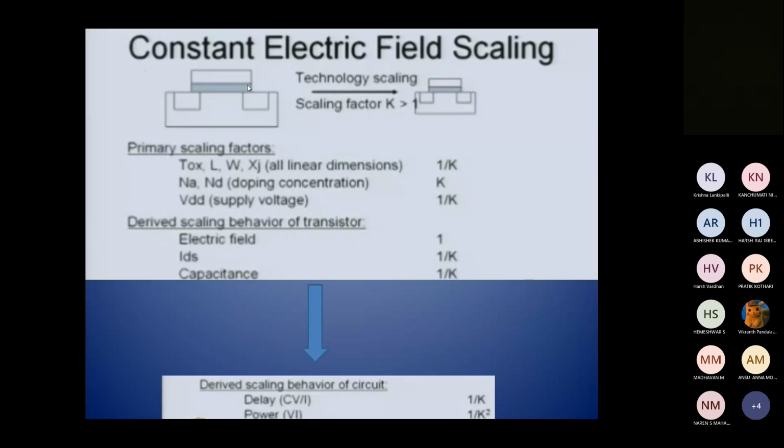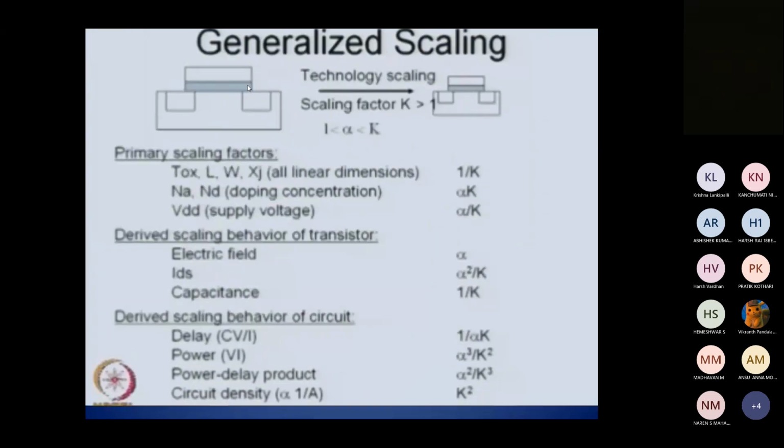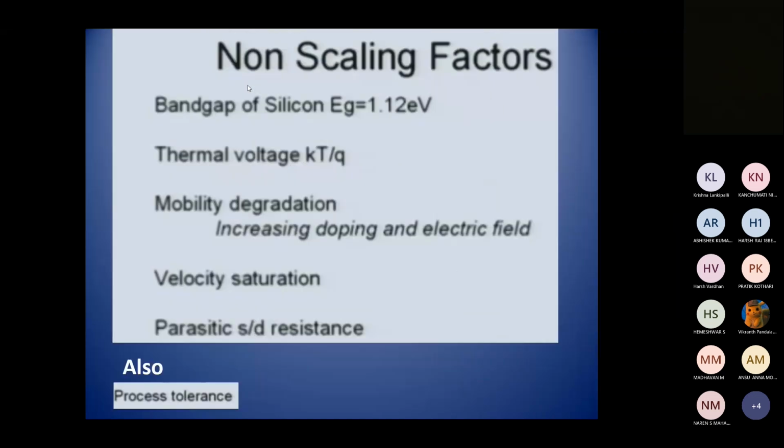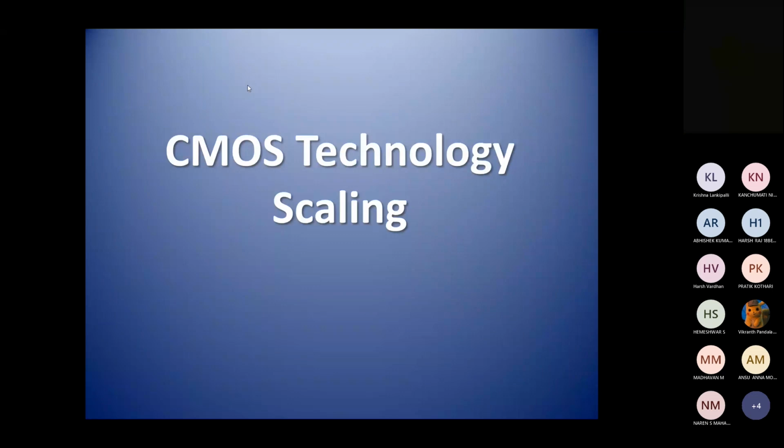And we discussed some of the scaling principles. First we studied constant electric field scaling, then constant voltage scaling, and then generalized scaling. And what are the differences between these three scalings that we have discussed? And at last we discussed what the non-scaling factors are. These are some of the things you should understand. I hope all of you now understand CMOS scaling technology. So this is all about the CMOS technology process.